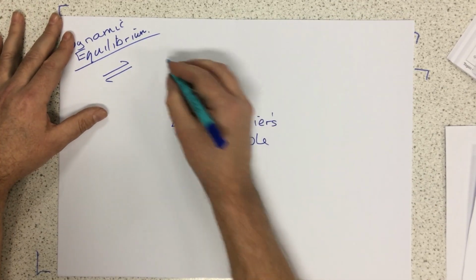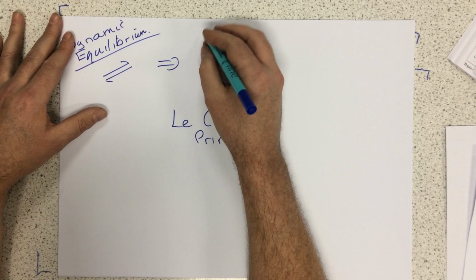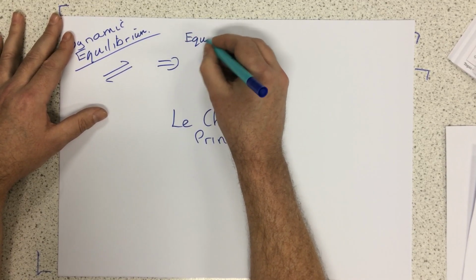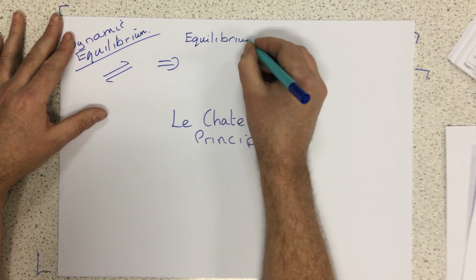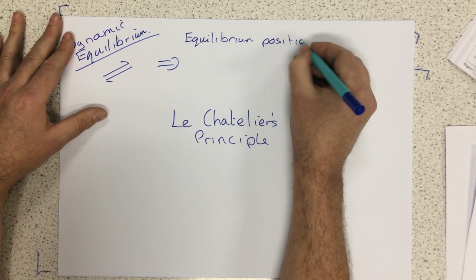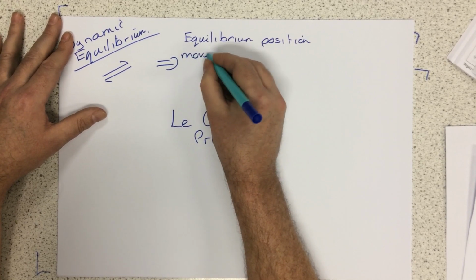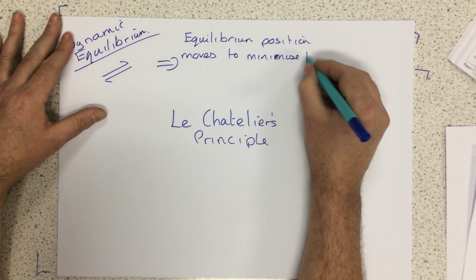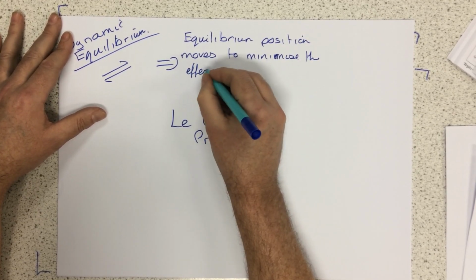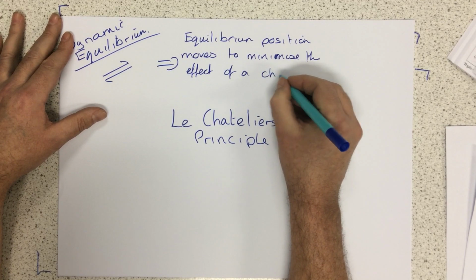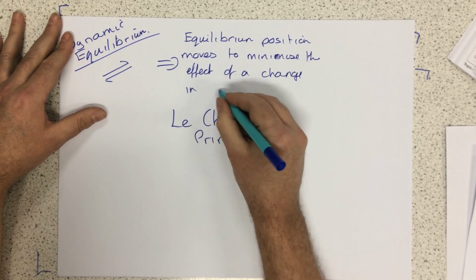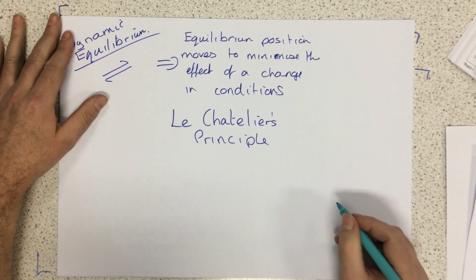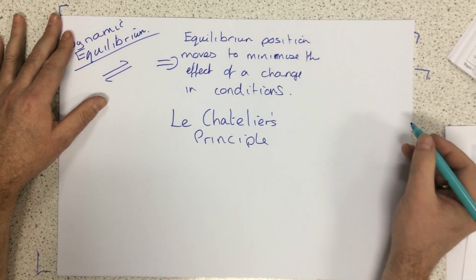experiment. In essence, it can be summarized with a simple phrase: the equilibrium position moves to minimize the effect of a change in conditions. That's Le Chatelier's principle, if ever you're required to quote it.